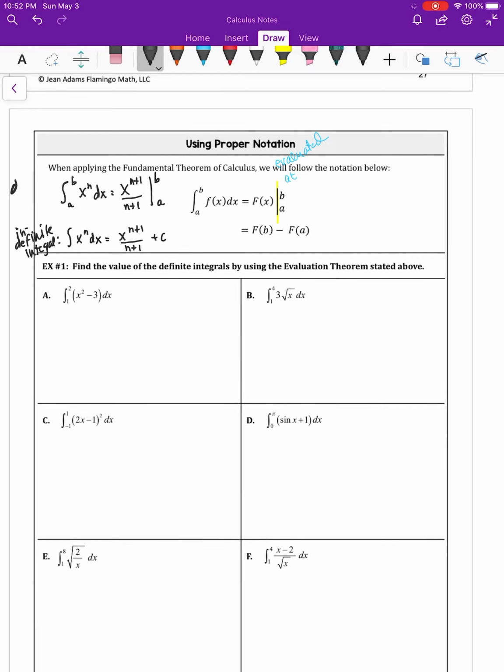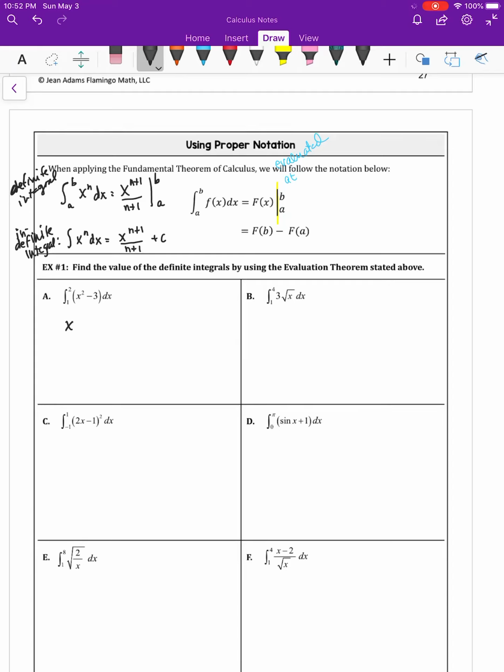And so this is your indefinite integral, where you have to add the plus c because there's no a to b there. This is your definite integral. But either way, you're going to do x to the n plus 1 divided by n plus 1. So this is going to be x to the 2 plus 1, which is x to the 3, divided by 3. And then minus 3x from 1 to 2.